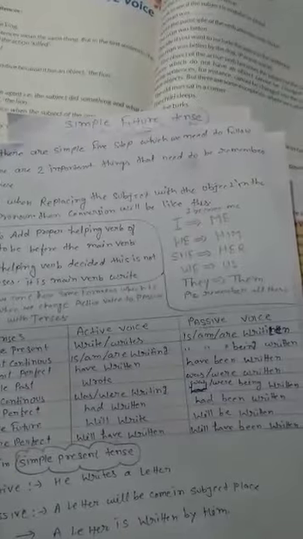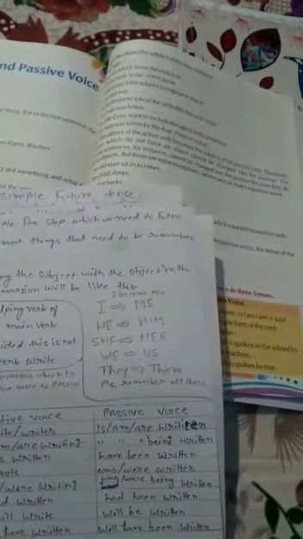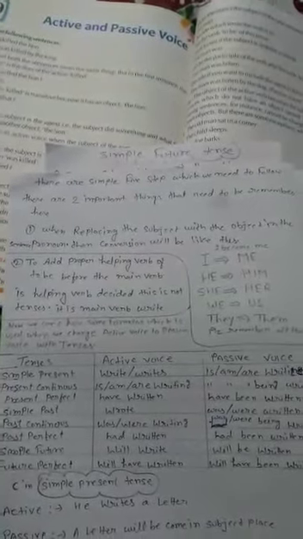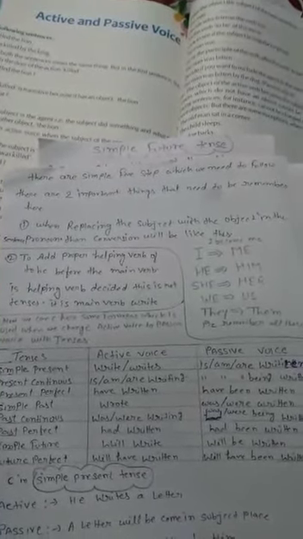There are two important things that need to be remembered here. First, when replacing the subject with the object in the sentence, pronouns are converted like this: I becomes me, he becomes him, she becomes her, we become us, they become them. Second, to add the proper helping verb of to be before the main verb, the helping verb is decided by the tense, not the main verb, right?